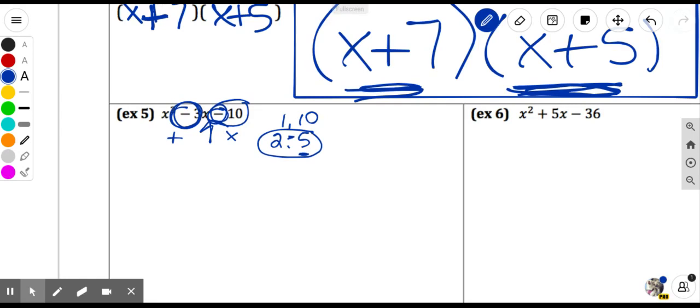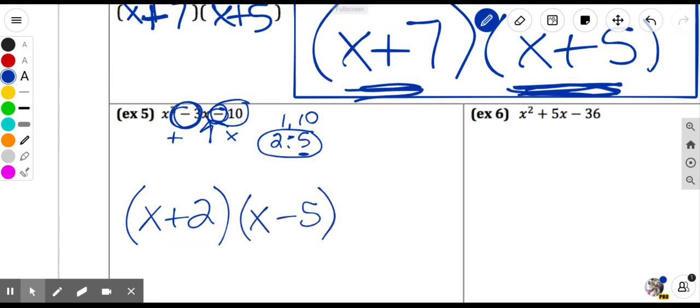So once you get your numbers, you just put them in parentheses. x plus 2, x minus 5. And the order that you put it in doesn't matter. I could do the x minus 5 first or this one first. Doesn't make a difference. Okay.